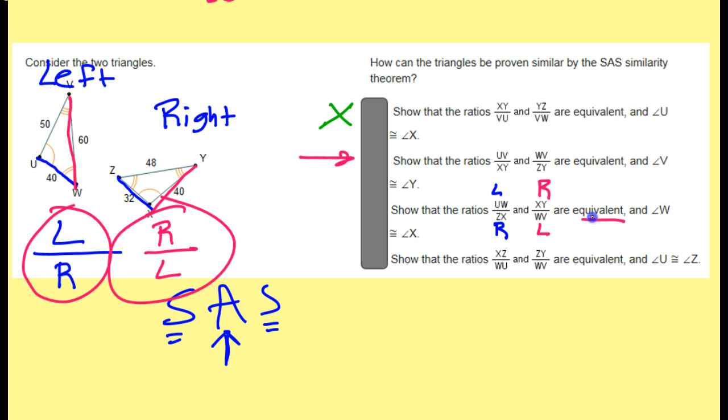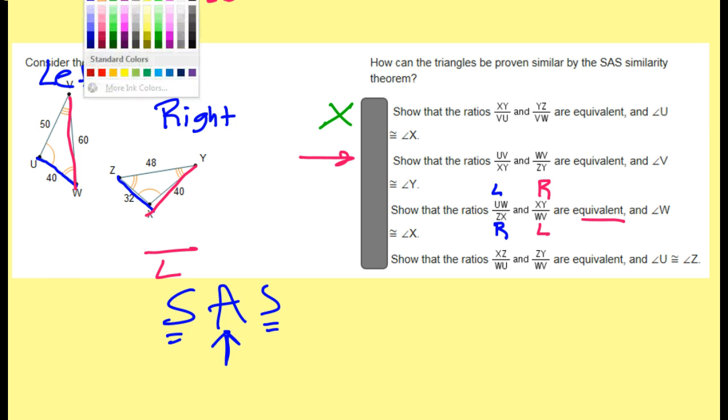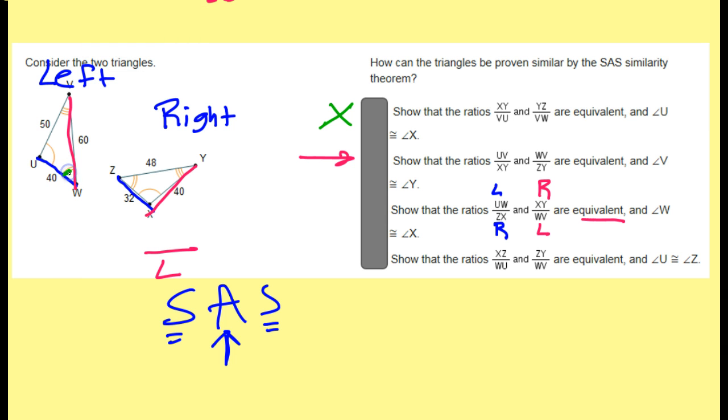So even though the angles are the correct angles, let me erase some of this so we can see. The included angle would be here, and that would be W and X. And they do have W and X. This is still no good because of the way they switched it up. Left over right, and then all of a sudden they did right over left. Look back at the one that we said was good.